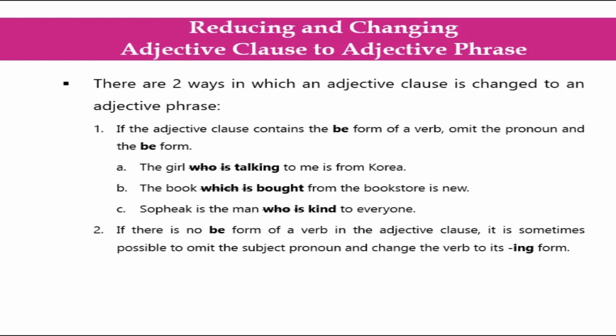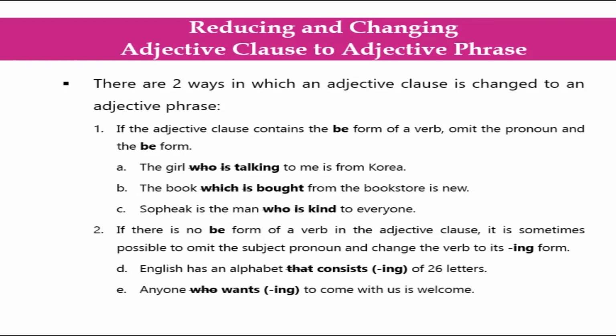Number two. If there is no be form of a verb in the adjective clause, it is sometimes possible to omit the subject pronoun and change the verb to its -ing form. D. English has an alphabet that consists of 26 letters. E. Anyone who wants to come with us is welcome. So for letter D, you omit the relative pronoun that and you change the verb consist to consisting. So it becomes: English has an alphabet consisting of 26 letters.